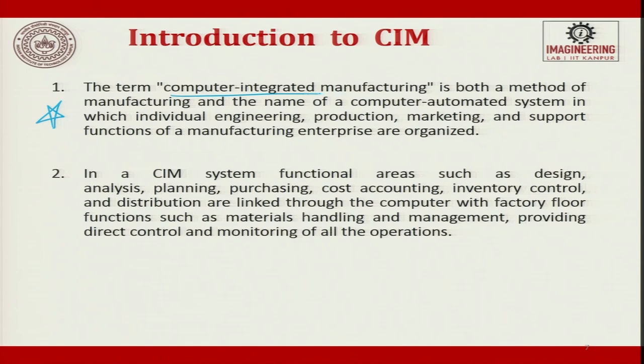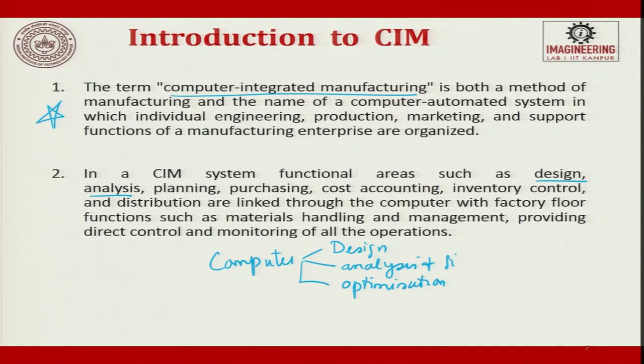It is both a method of manufacturing and the name of a computer automated system in which individual engineering, production, marketing, and support functions of a manufacturing enterprise are organized. In a CIM system, using the computer, you can first do design, then analysis, then optimization and simulation, then cost analysis and tolerance analysis. You see, so many things can be done.